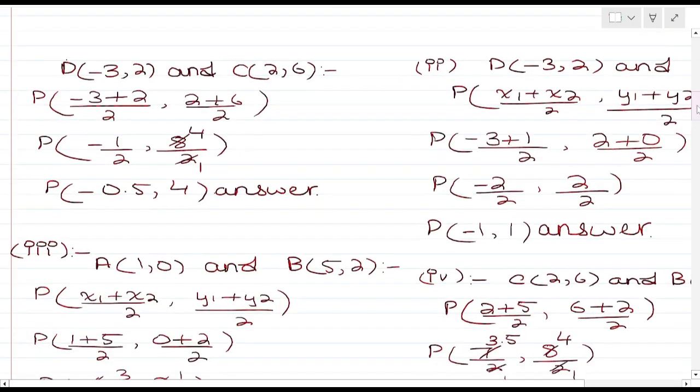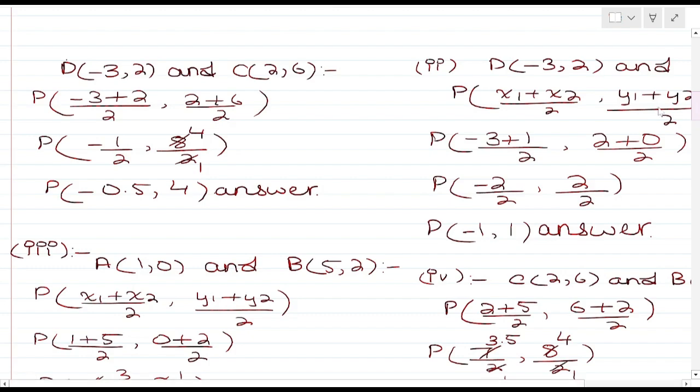Moving on to question number 2, here we have the points D and C. We need to find their midpoint. So what will we do? We will add negative 3 with 2, divide that by 2, comma 2 added with 6 divided by 2. We know that minus 3 added with 2 is minus 1 by 2, and 2 plus 6 is 8 by 2. So 8 divided by 2 is 4, so the y coordinate will be 4, while minus 1 by 2 will just be negative 0.5.